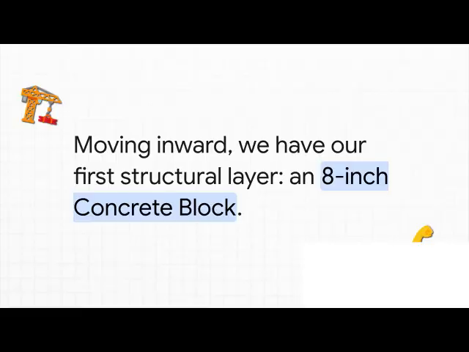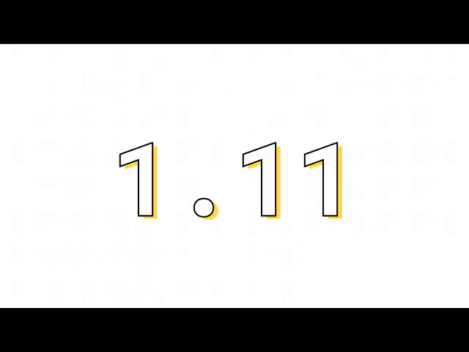Okay, let's keep moving one layer deeper into our wall. Right behind the brick, we've got an 8-inch thick concrete block. This is a super common building material. The R value for this concrete block is 1.11. So this one layer provides more than double the insulation of the brick layer we just looked at. We're starting to build up some real resistance now.